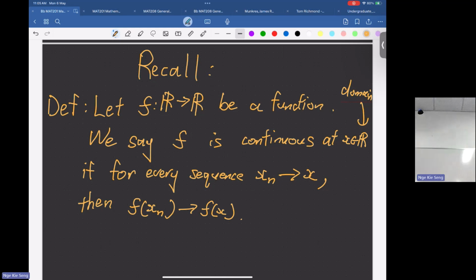This continuity doesn't mean the primary or high school or calculus continuity, where you can draw the graph of a continuous function without lifting your pen. Why?